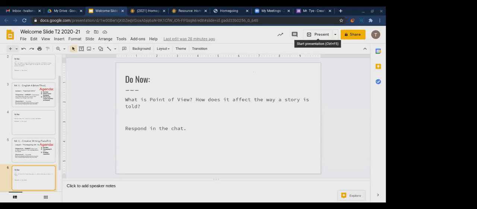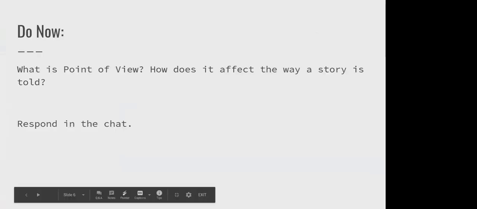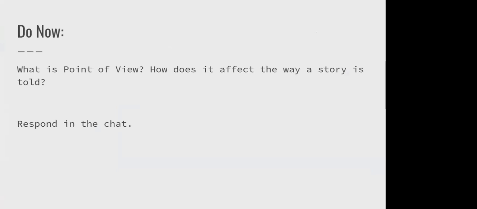All right. So this is our do now question we are starting with today, since you guys are just joining us. What is point of view and how does it affect the way a story is told? Please think about this for another minute, since we had a couple people join us, and then respond in the chat. I should start seeing some responses in the chat in about another minute. Thank you guys.